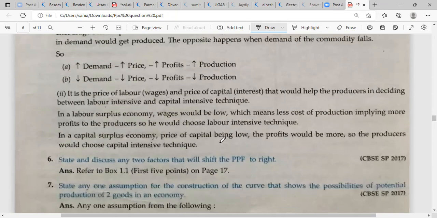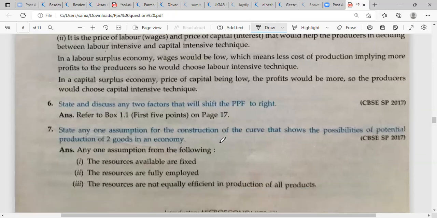This is a higher order. Okay, clear? Yes, ma'am. Yes, teacher. Now state and discuss any two factors that will shift the PPC to the right. You have already written lots of examples, so you can write any points.